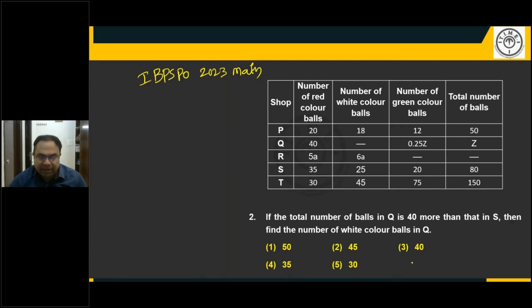Right. We'll start. Total number of balls in Q is 40 more than S. If it is 80, so this has to be 120, 40 more. Find the number of white.